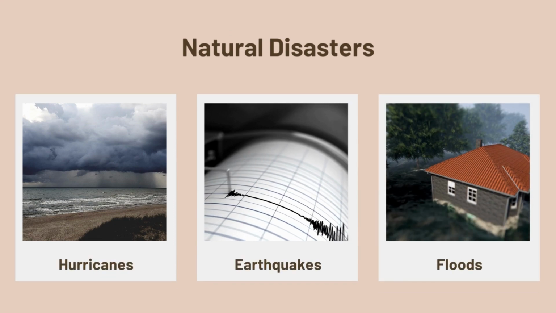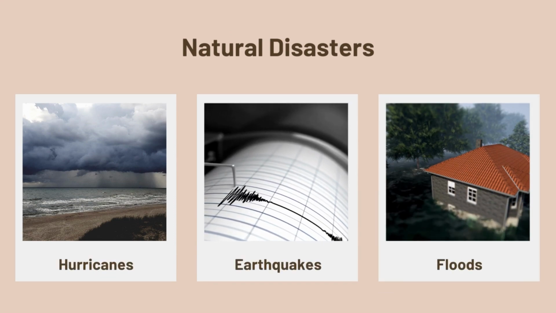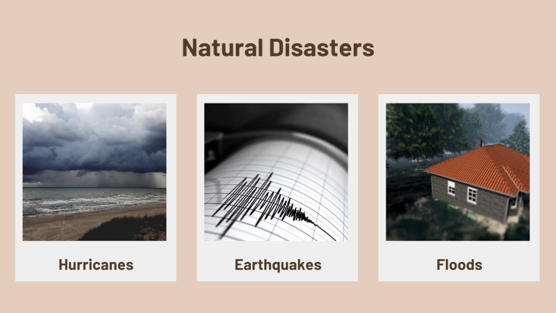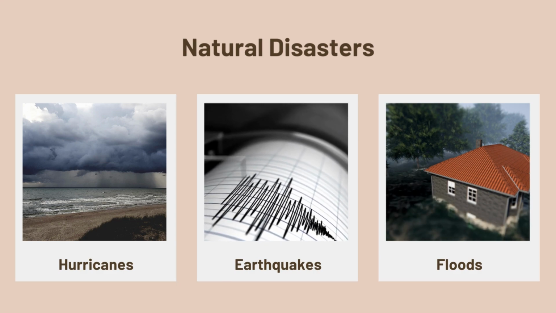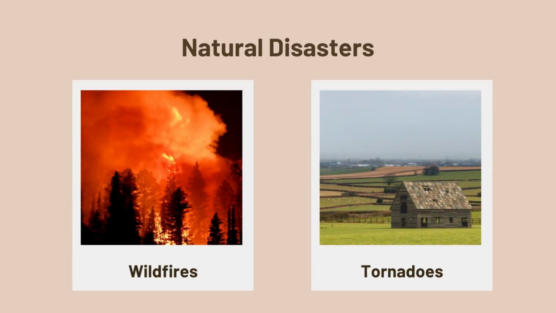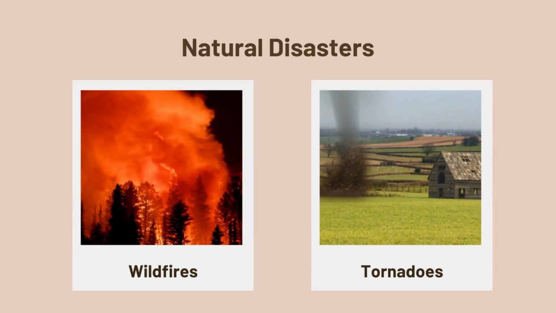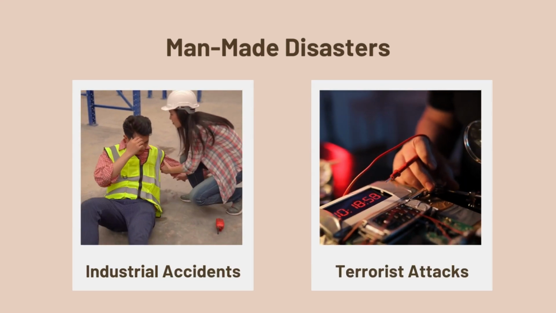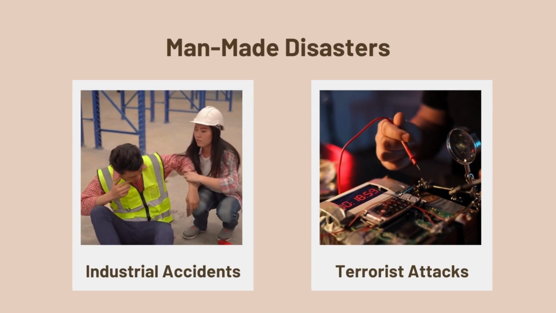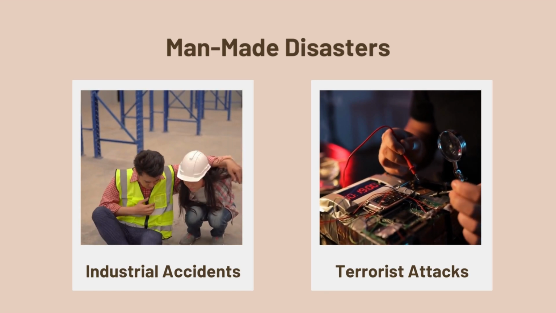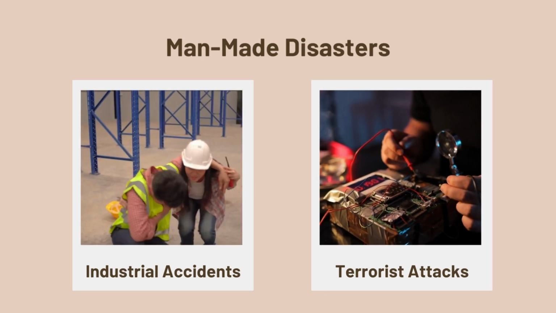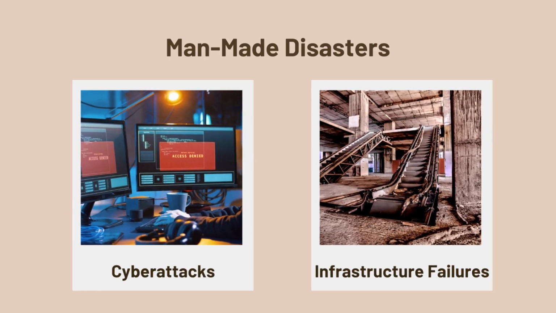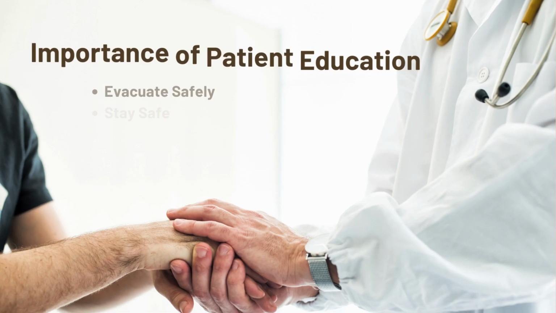Natural disasters are events that occur due to natural processes and can include hurricanes, earthquakes, floods, wildfires, and tornadoes. Man-made disasters are events primarily caused by human actions, including industrial accidents, terrorist attacks, cyber attacks, and infrastructure failures.